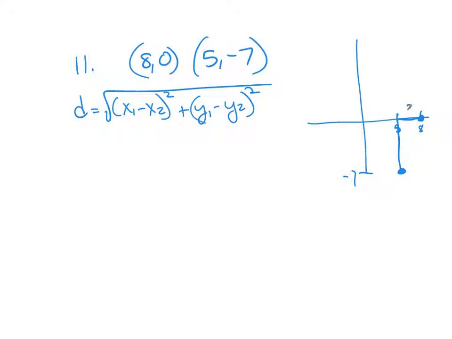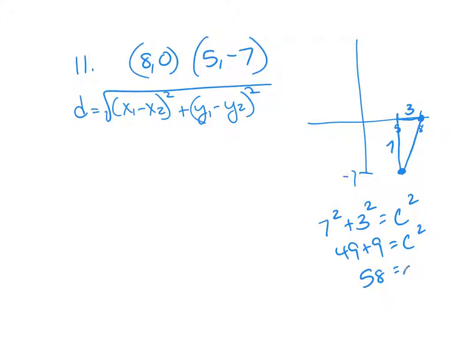So from 5 to 8, there's 3 blocks. And if you want to borrow some graph paper tomorrow, you can. Not borrow, but use it. And then from here to -7 is 7, right? So to get the third side, you do 7 squared plus 3 squared equals c squared. 49 plus 9 equals c squared. 58 equals c squared. So it should be the square root of 58, which is 7 point something. Not sure what it is. All right. I got 7, but not the decimals.